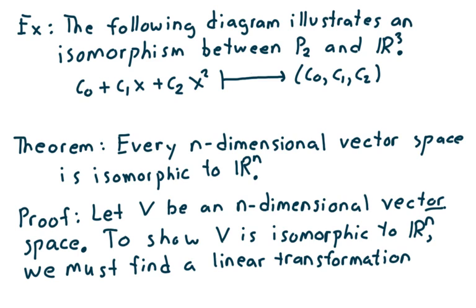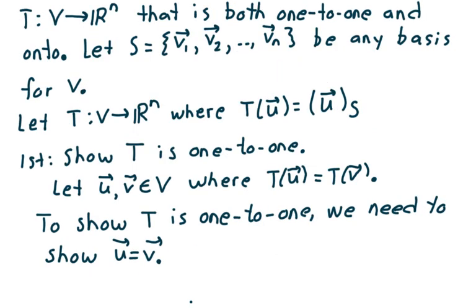Now, theorem. Every n-dimensional vector space is isomorphic to Rn. This is a very interesting result, okay? Now, proof. What we're going to do is let V be an n-dimensional vector space. To show V is isomorphic to Rn, we must find a linear transformation T that maps V to Rn that is both one-to-one and onto.